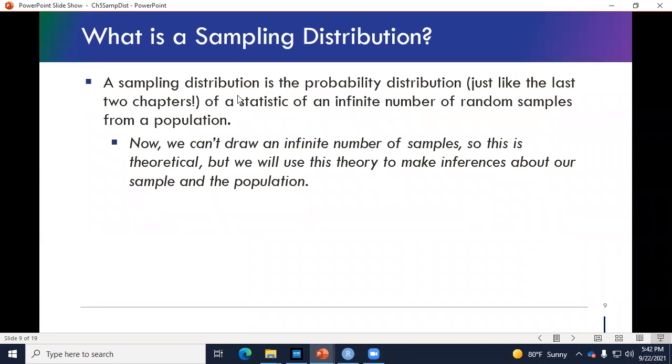So what is a sampling distribution? It's the probability distribution, just like what we learned in the last two chapters, of a statistic. Now it's about a statistic, of an infinite number of random samples from a population. We cannot really draw an infinite number of samples, so this is a theoretical quantity, but we will use this theory to make inference about our sample and the population. Generally, it's better to get a large sample size to be more precise when characterizing your population. So when we say the sampling distribution is of an infinite number of random samples, generally it's a large number of random samples.